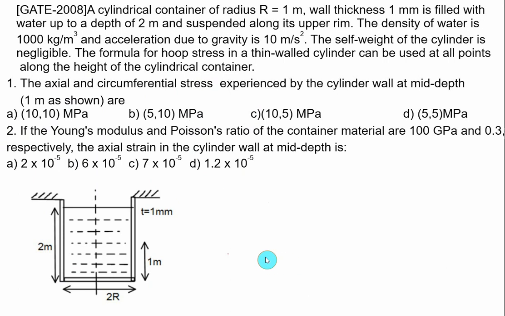This question is taken from the GATE 2008 exam. A cylindrical container of radius r equal to 1 meter, wall thickness equal to 1 mm, is filled with water up to a depth of 2 meter. This is shown in the figure.